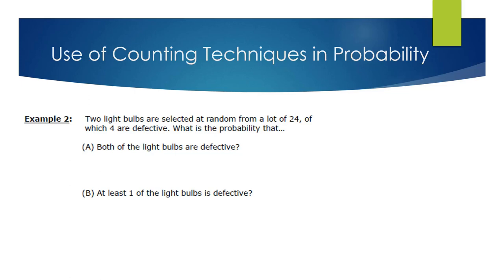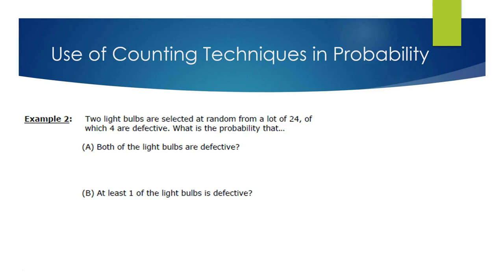Example 2. 2 light bulbs are selected at random from a lot of 24, of which 4 are defective. What is the probability that A, both of the light bulbs are defective, and B, at least one of the light bulbs is defective? Kind of an unrealistic circumstance, because usually if you're doing quality control, you really don't know how many are defective out of a lot.